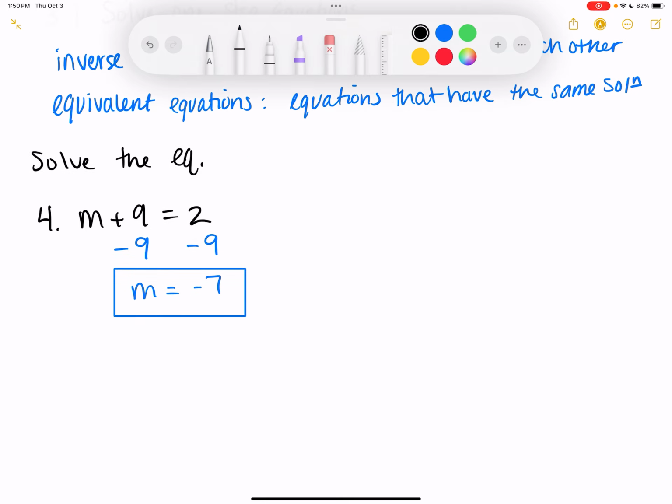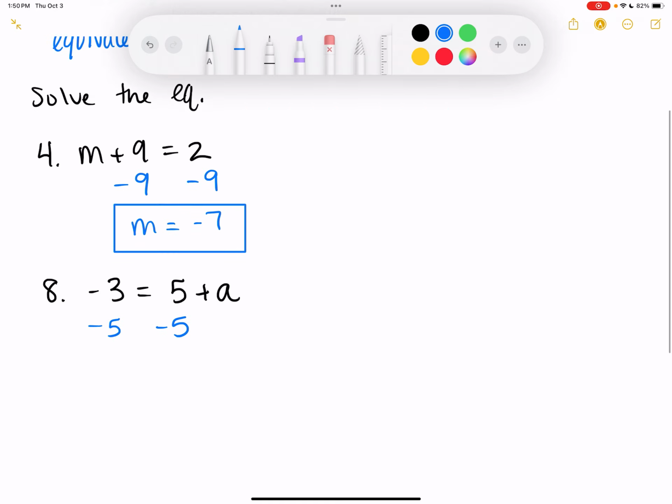Let's see, 8. -3 equals 5 plus a. And it doesn't matter which side the variable's on. Usually I write my variable on the left, but it doesn't matter. So I have 5 plus a, so that's a +5, so I need to subtract 5 on both sides. So I get a is equal to -3 minus 5, which is what?